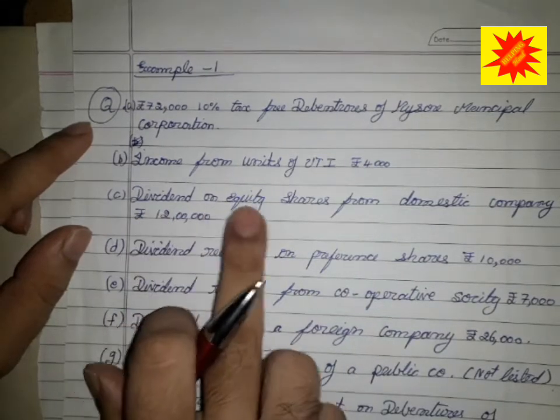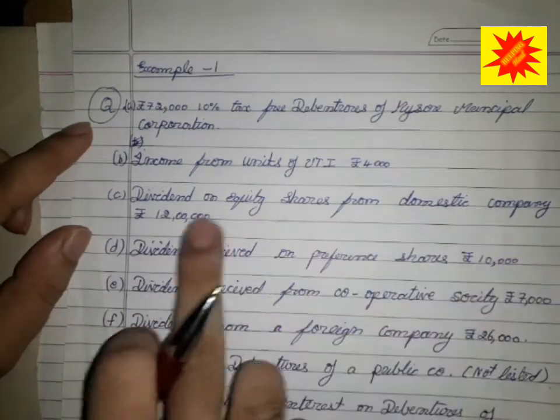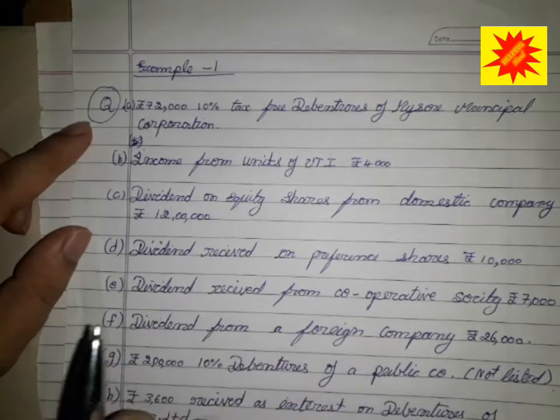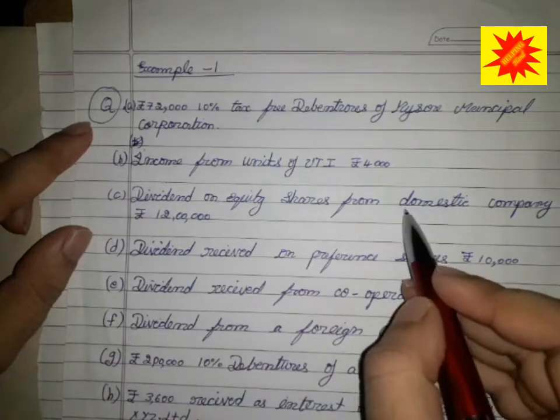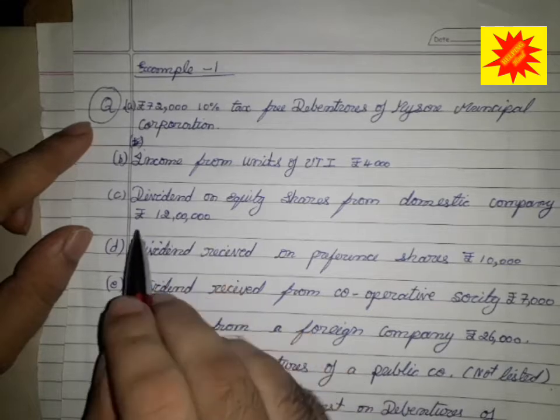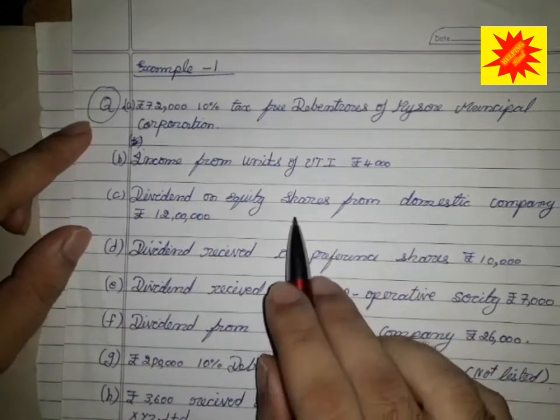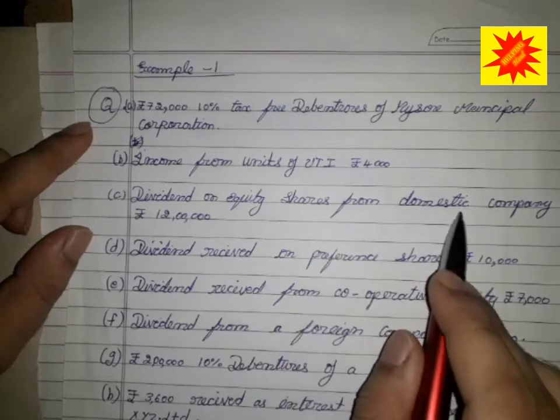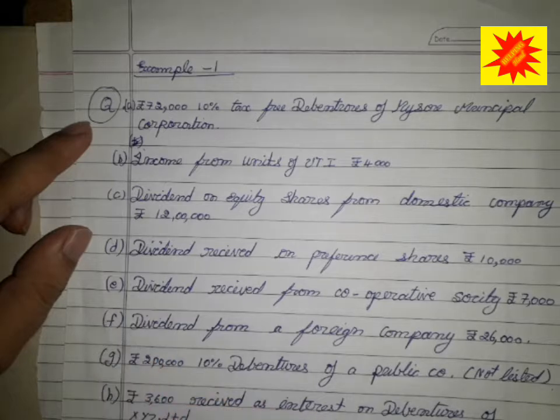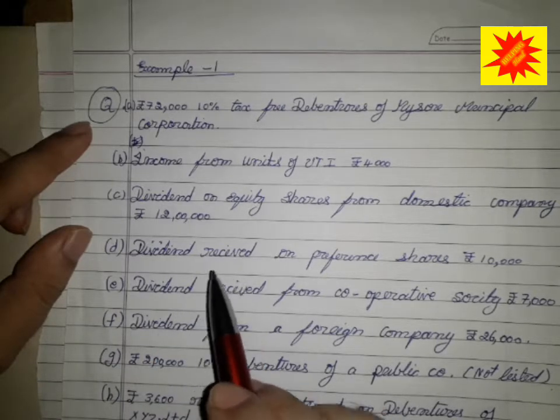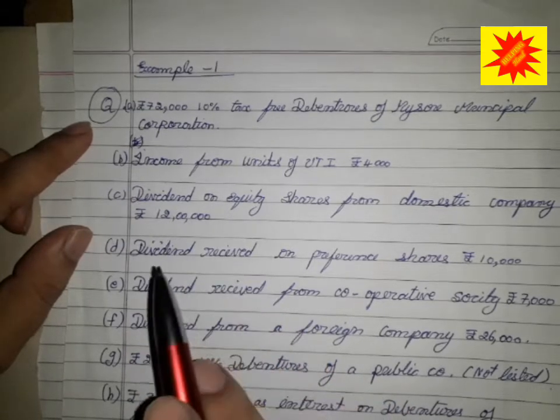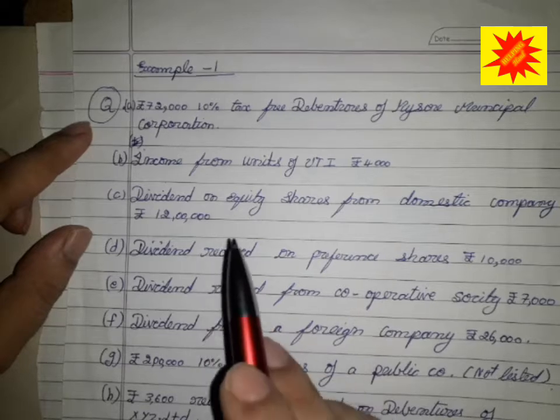Fine. Dividend on equity shares from a domestic company rupees 12 lakh. So we have seen in our previous video that any dividend received on an equity share from a domestic company is always tax free, but in this case it is 12 lakh. So whenever there is an income received from a share of a dividend from a domestic company, it is tax free unless and until it is less than 10 lakh. But here it is more than 10 lakh. So when it is more than 10 lakh, the excess amount is taxable in the hands of a resident assessee.